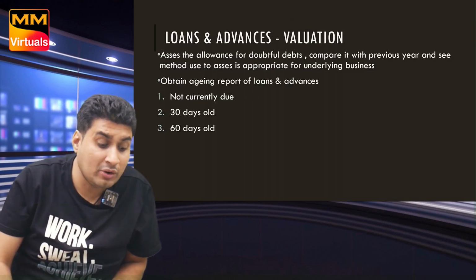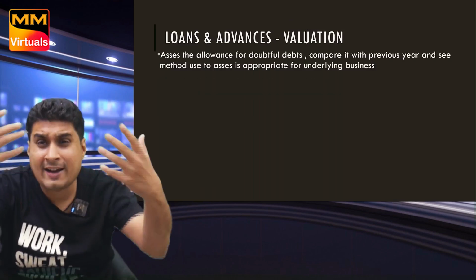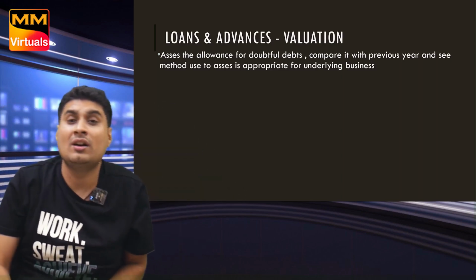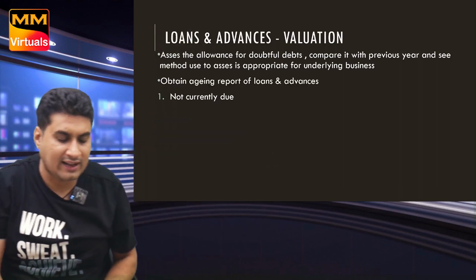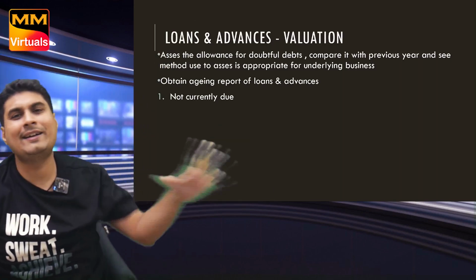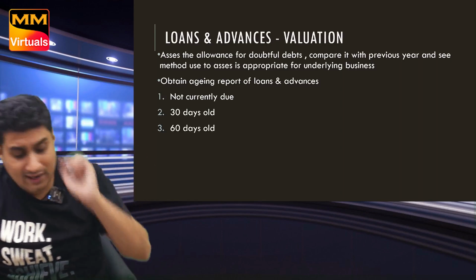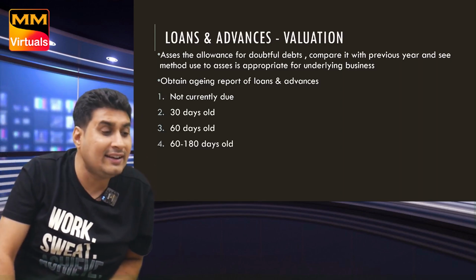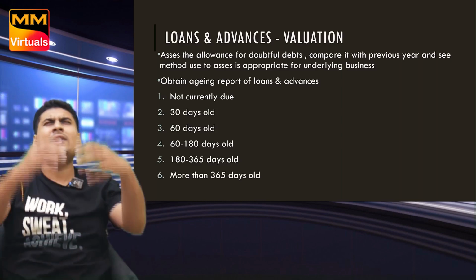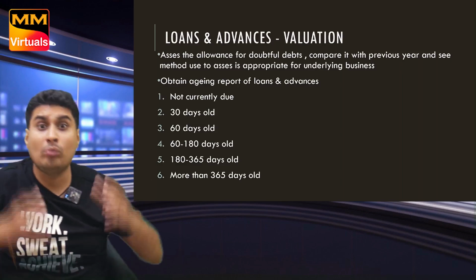Now, valuation, even more simple. Assess the provision for bad and doubtful debts for all the loans in which we are not receiving the amount. So classify the loan. How could you classify? Aging report. Aging means how much time it has not been received, not currently due: 30 days due, 30 to 60 days due, 60 to 180 days due, 180 to 365 days due, more than 365 days.